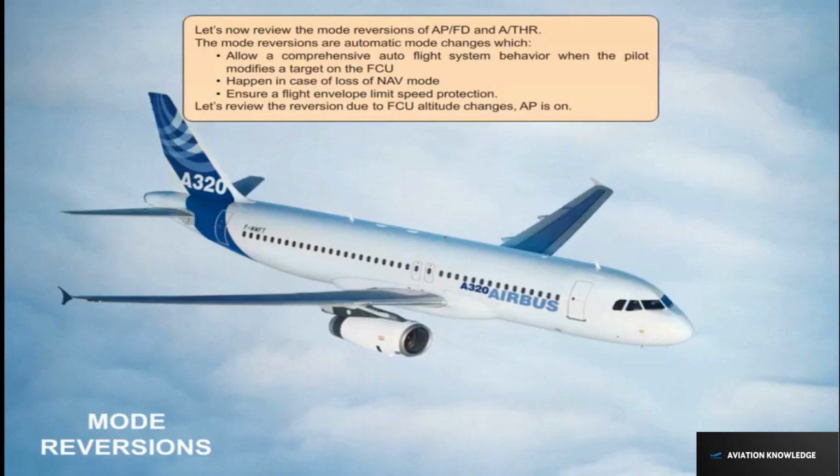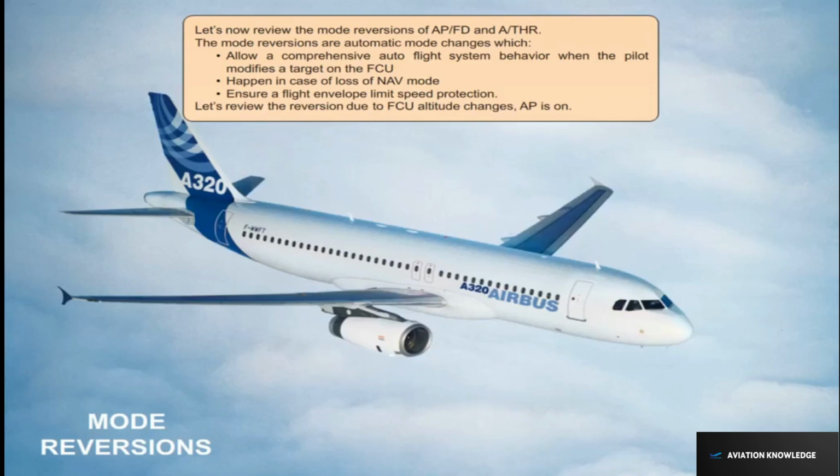Let's now review the mode reversions of Autopilot Flight Director and Auto Thrust. The mode reversions are automatic mode changes which allow a comprehensive auto-flight system behavior when the pilot modifies a target on the FCU, happen in case of loss of navigation mode, and ensure a flight envelope limit speed protection.